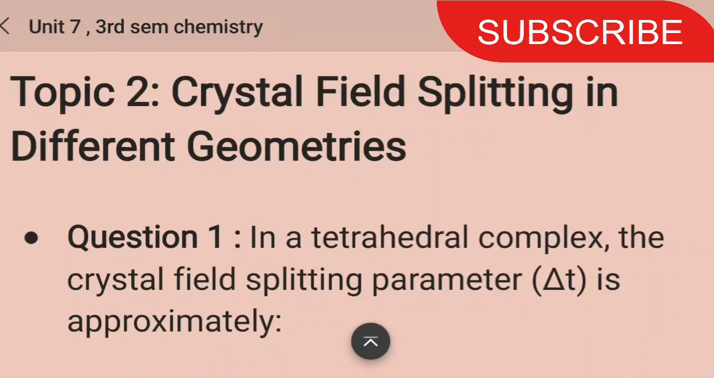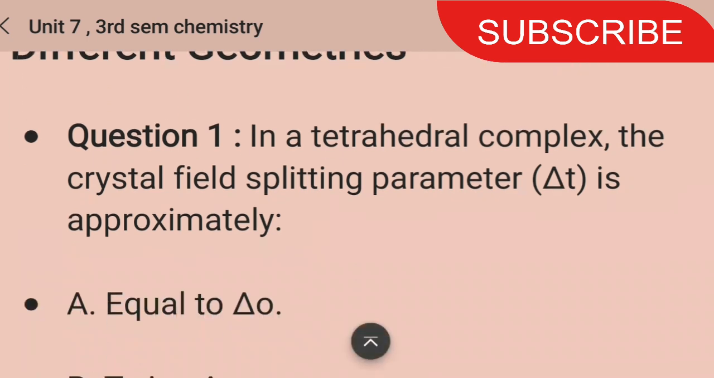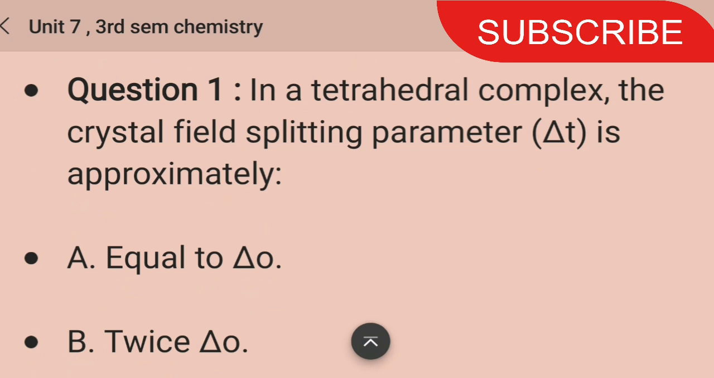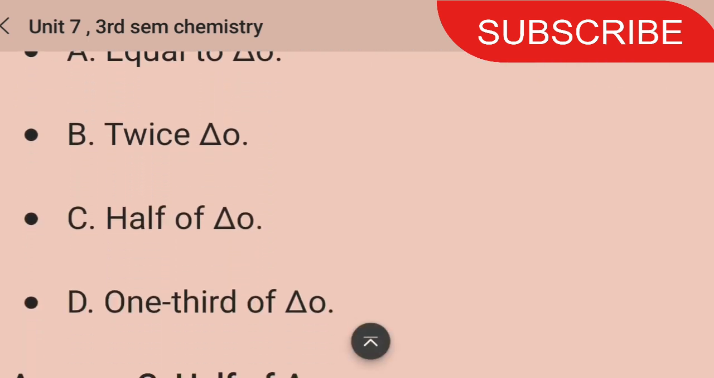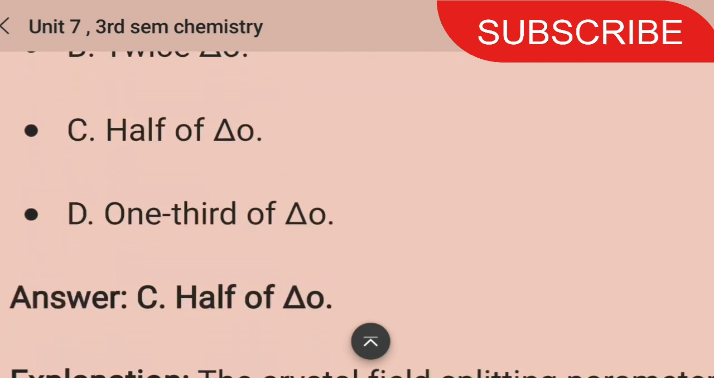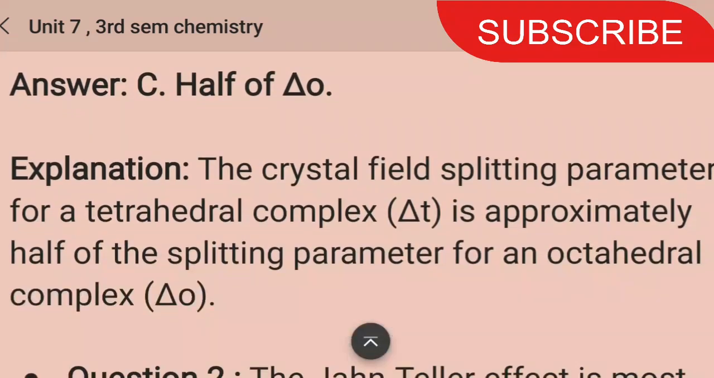Next question. Now topic second, crystal field splitting in different geometries. In a tetrahedral complex, the crystal field splitting parameter Δt is approximately equal to Δo octahedral, twice Δo, half of Δo, 1/3 of Δo. And the answer is half of Δo. Now the crystal field splitting parameter for a tetrahedral complex Δt is approximately half of the splitting parameter of an octahedral complex Δo.